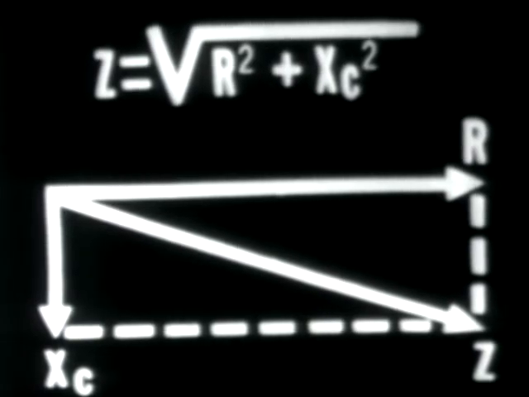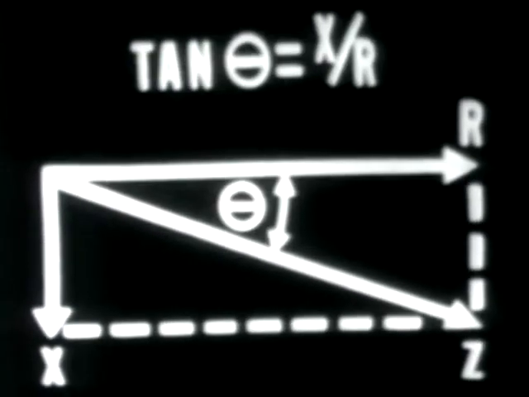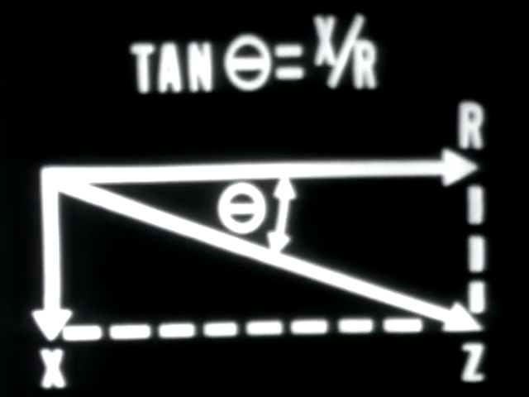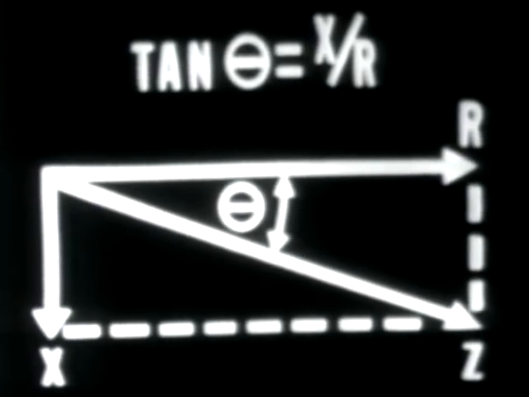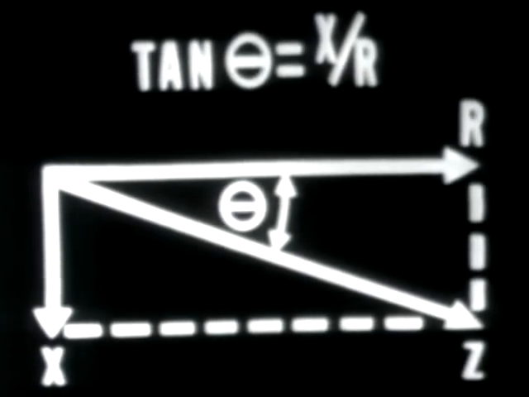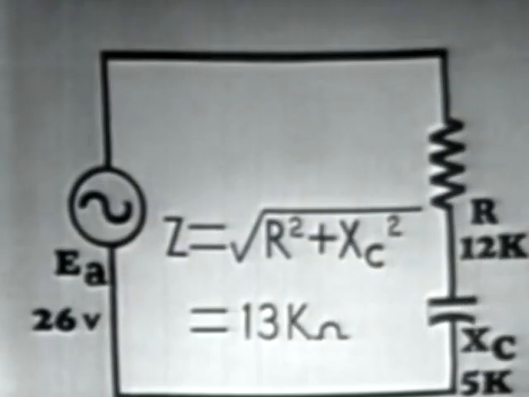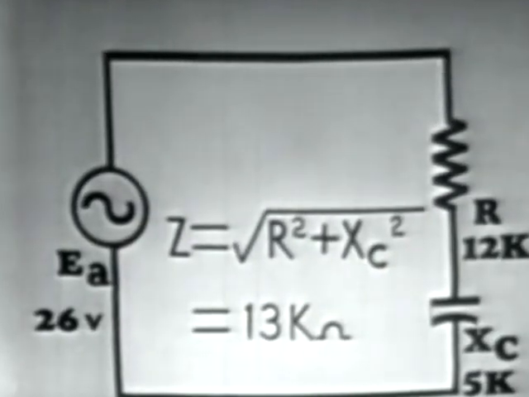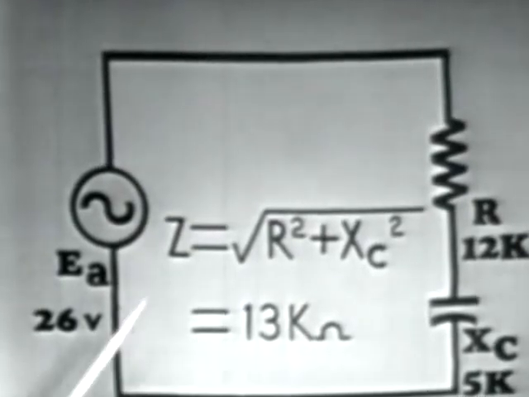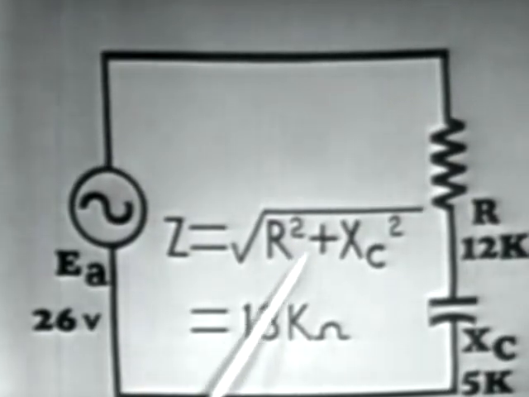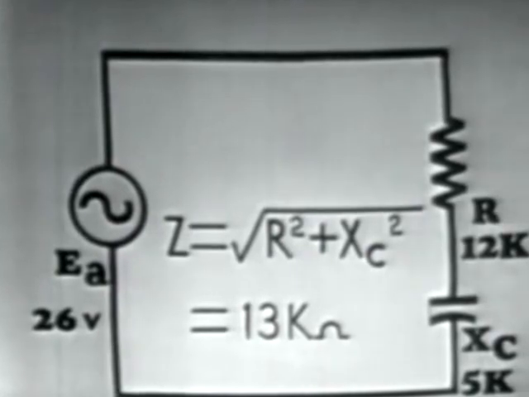To determine the impedance angle, we can use the tangent trig function, and this is mathematically stated as this, where the tangent of angle theta is equal to X over R. Side X would be your opposite side, side R would be your adjacent side. Using this, we can determine our impedance by using Pythagorean theorem. Z is equal to the square root of R squared plus X sub C squared.